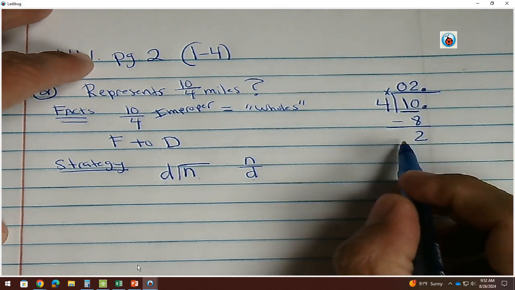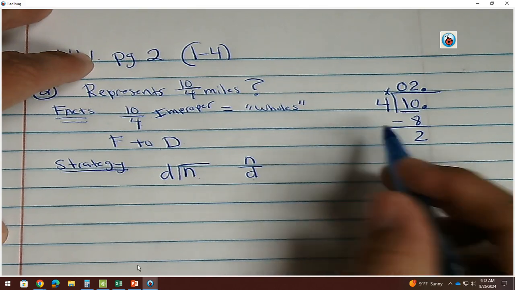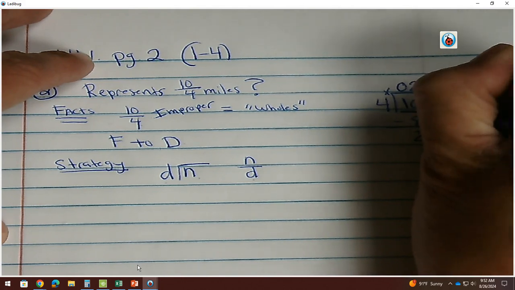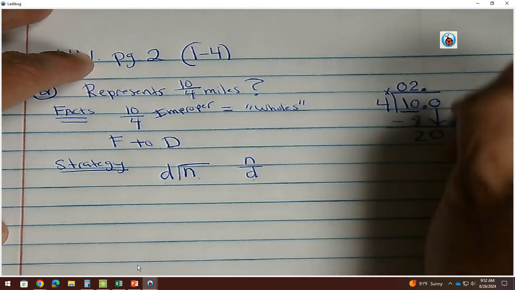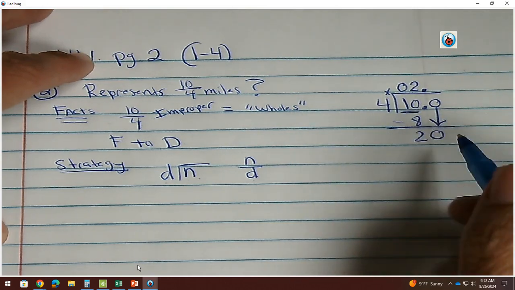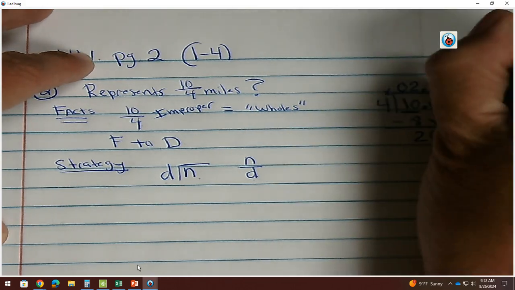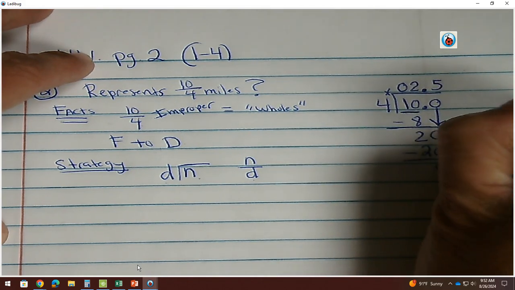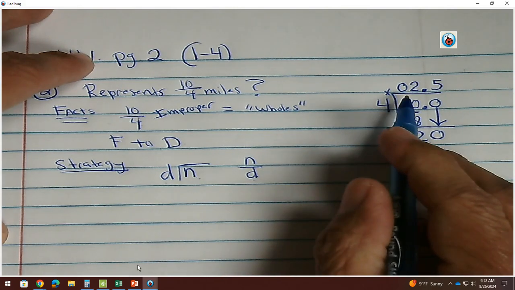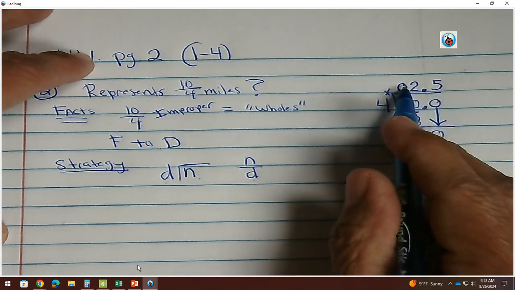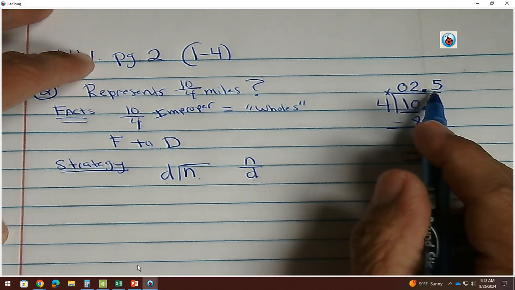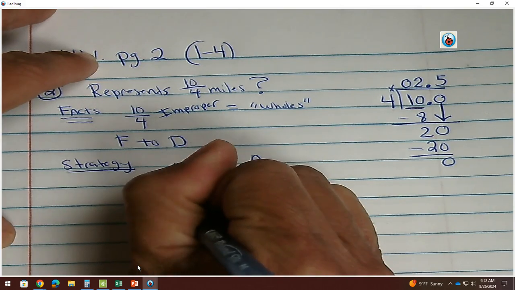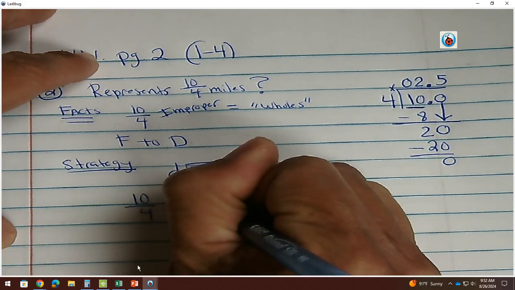Now we have a remainder, right? That's not enough for 4, so I'm going to add a 0, which means making more pieces. Now we have 20 tenths, 20 pieces. Is that enough for 4? Yes, it is. Times what? 5. So my decimal is 2.5, and I do not need that 0 anymore. My final answer is that 10/4 is equivalent to 2.5.